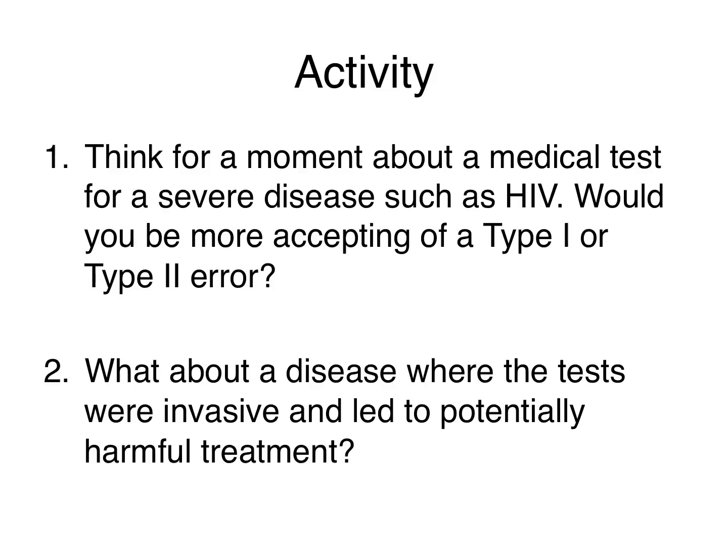So this is probably better than giving a patient the incorrect assurance that she does not have HIV when she in fact does. So it would probably be better to have a type 1 error in this case. But what about a disease where the tests were invasive and led to potentially harmful treatment? In this case, a false positive or type 1 error would result in a person without the disease going through harmful treatments. So assuming the disease is not life-threatening if left untreated, we would probably be more accepting of a type 2 error or false negative in this case.